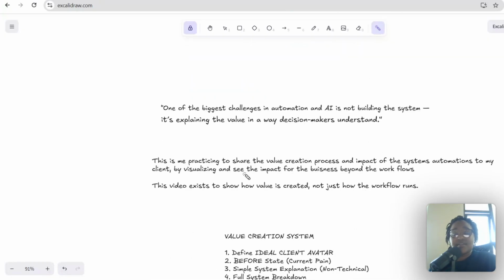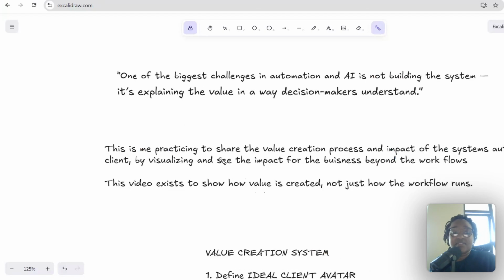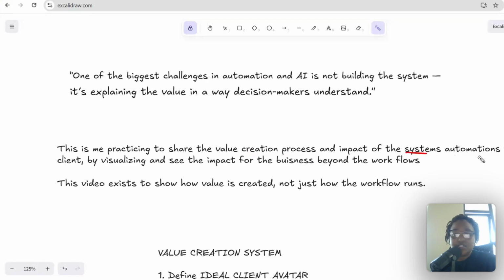So today in this video, this is actually me practicing sharing this value creation process, and the impact of the system automation to my client. It is visualizing the value that I created and seeing the impact on the business beyond the workflows. So essentially, this video exists to show you how value is created, and not just how the workflow runs.